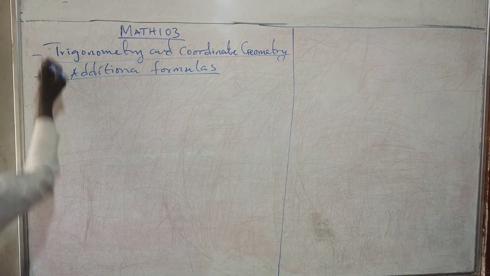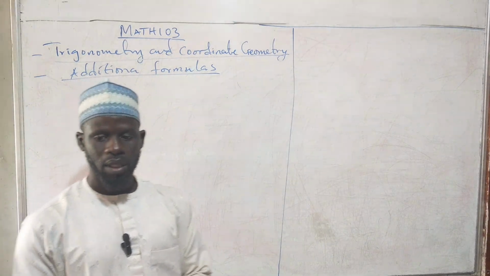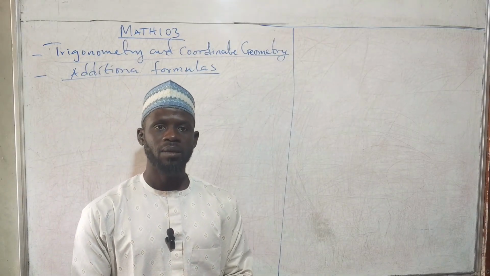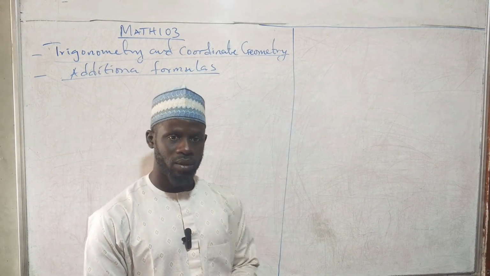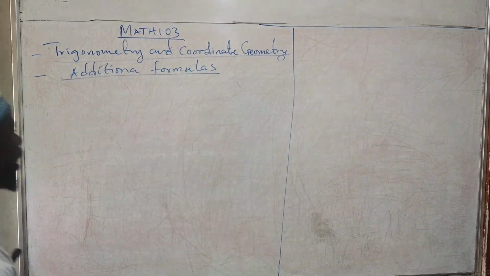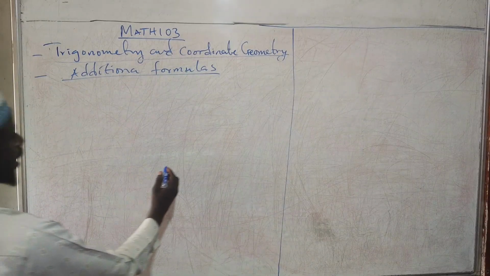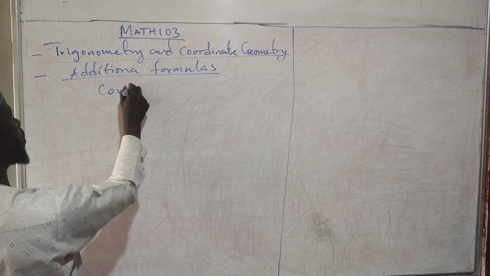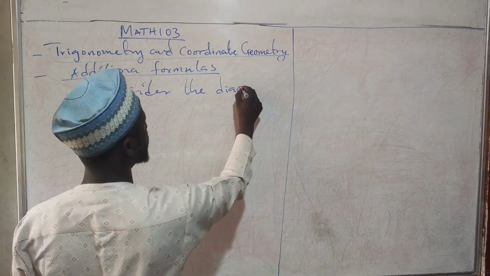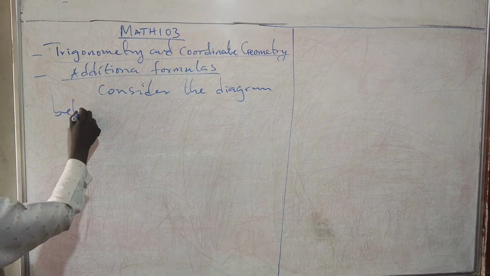In addition formulas, we are going to talk about expressing the trigonometric ratio of the sum of two angles in terms of the ratios of their individual angles. So in this, we consider the diagram. Consider the diagram below.